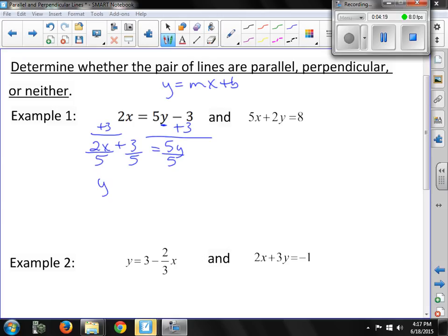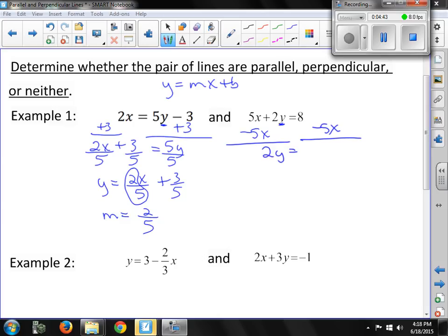Alright, now let's put it as y on this side. Y equals 2x over 5 plus 3/2. Now, remember, what's in front of the x is my slope. My slope on this one is 2/5. This one we're going to solve for y, so I'm going to subtract 5x from each side. 2y equals -5x plus 8. I'm going to divide everything by 2. So y equals -5 halves x plus 4. The slope on this equation of a line is negative 5/2.